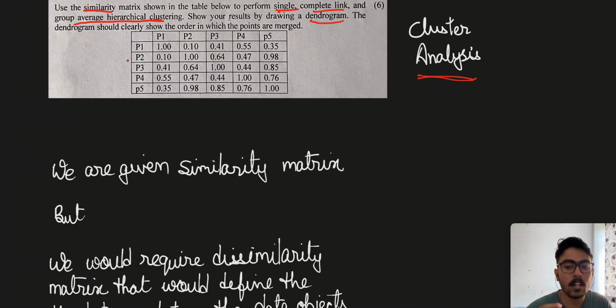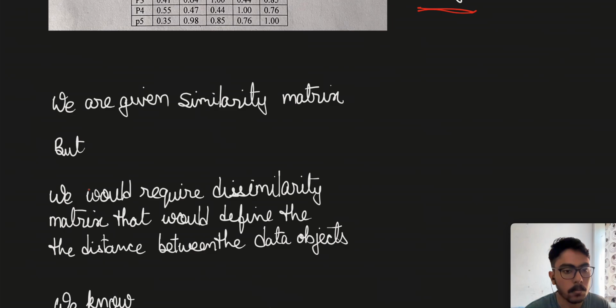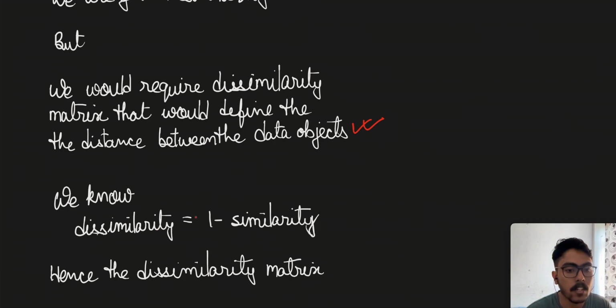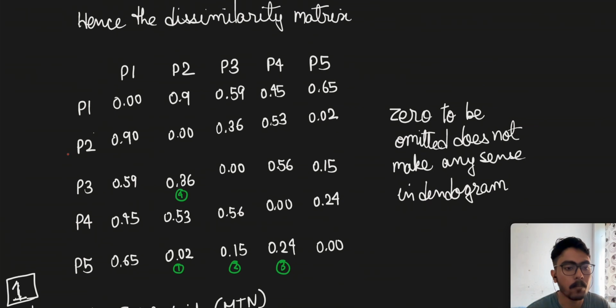But if we carefully analyze the distance metric that is required to make the cluster, it depends on dissimilarity, because similarity is the nearness. So if we have been given the similarity matrix, we must convert it into a dissimilarity matrix so that we can get the distances. As it is written here, we are given a similarity matrix, but we would require a dissimilarity matrix that would define the distance between the data objects, right? For that we have this formula: dissimilarity is equal to 1 minus similarity, and using this we can recalculate the values in this table as I have done below, right?